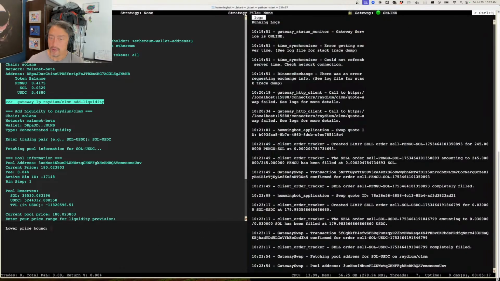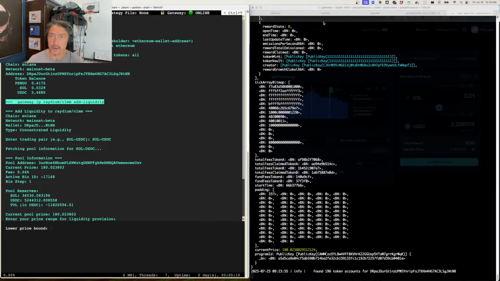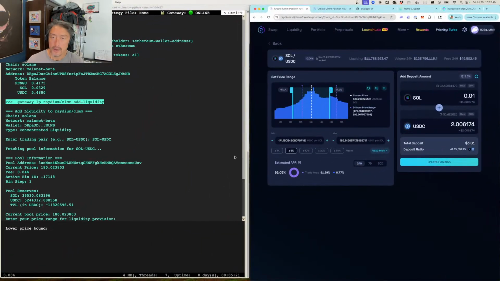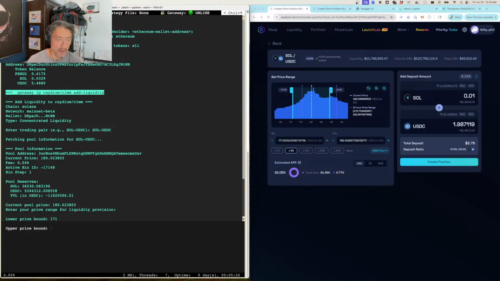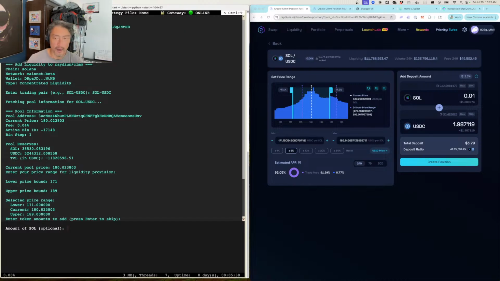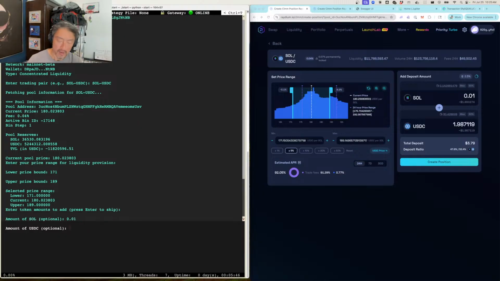Let's simulate what that looks like. Make that a little bigger. Let's keep this open. So this is about 171, so we'll put 171 here. And for upper bound, we'll put 189 as well. And then we're using 0.1 Sol. This is the maximum amount of Sol we'll be using. So before we actually execute the trade, Gateway is going to fetch a quote and try to figure out, given the amounts we put in, what is the right ratio of the base and the quote asset. So yeah, we'll put about 2 USDC here as well.